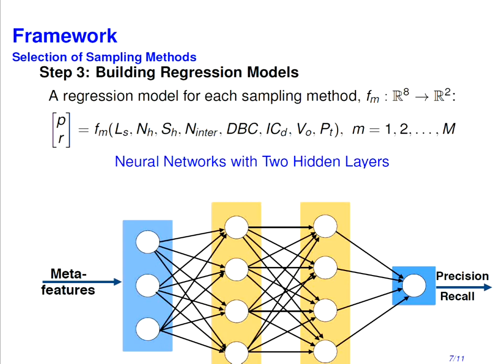Finally, using the meta features as inputs and precision and recall as targets, we build neural network based regression models to find a relationship between the datasets and the precision and recall of classifiers on resampled datasets. These models are built for each sampling method to directly predict the precision and recall without having to perform resampling and without even building a classifier. These models can be used to select sampling methods given a dataset, which we'll discuss later.